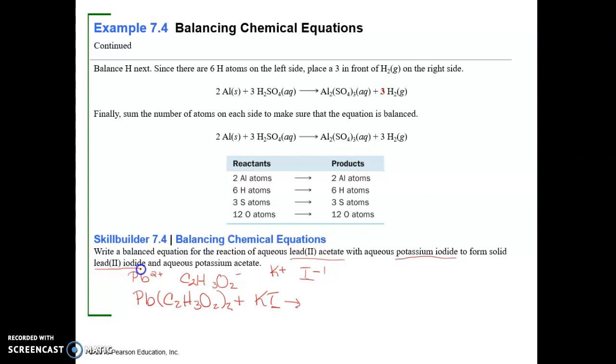Lead(II) iodide. Basically these are swapping partners. The cation of this one is going to go with the anion of this one, but first you have to look at the charges. Then the cation of this one goes with the anion of this one, and that's going to form potassium acetate. Try that and then check out the finish on the next video.